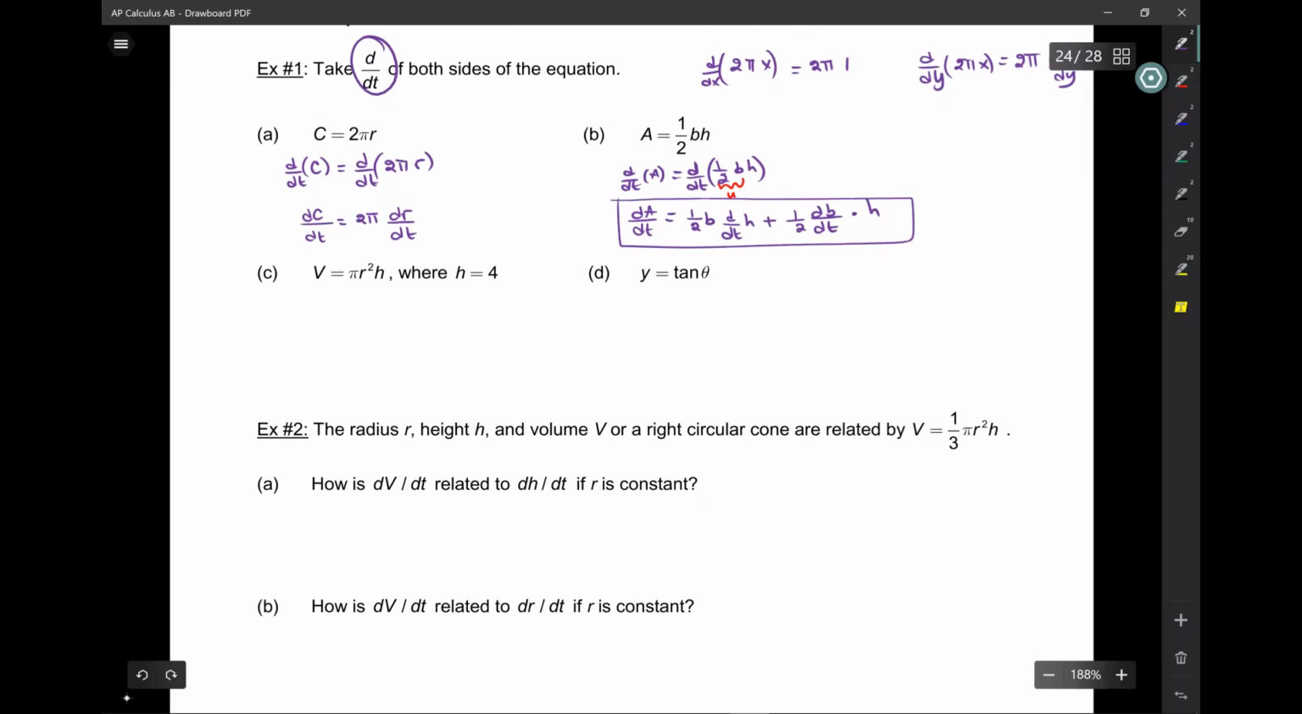Okay. It's very confusing. It's related rates. I told you guys, there are a lot of letters. They're like writing sentences.